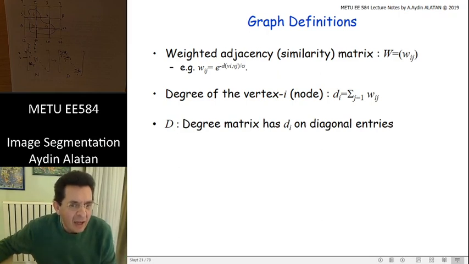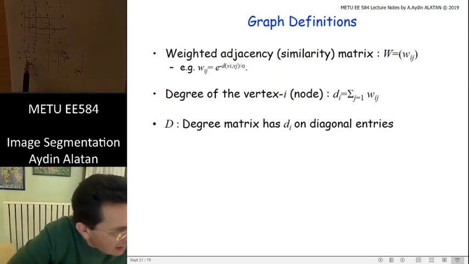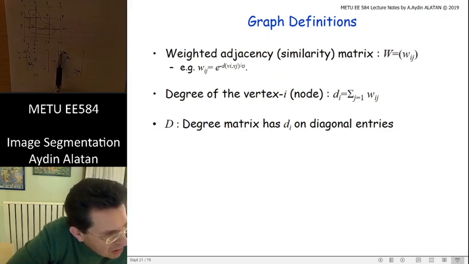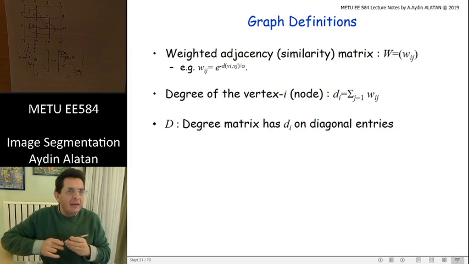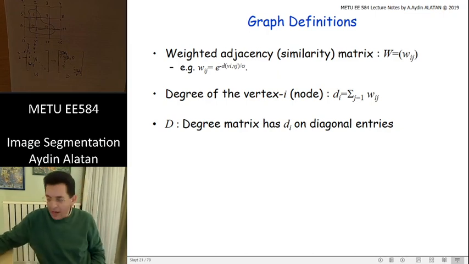This degree matrix is obtained by putting the di on the diagonal entries, just like here. Assume, by the way, that in this adjacency matrix we put zeros on the diagonal. Otherwise, it is nothing but the similarity between the pixels. Here, this D matrix is the degree matrix, which is diagonal. We just sum Wij and write it on the diagonal. Everything other than this is equal to 0. Okay, therefore, this is our diagonal matrix.